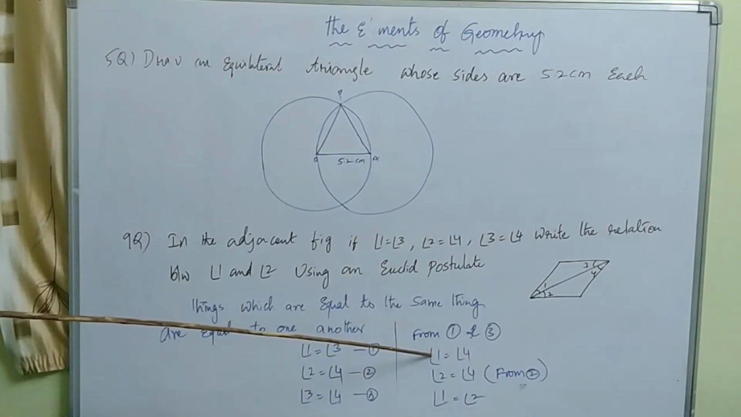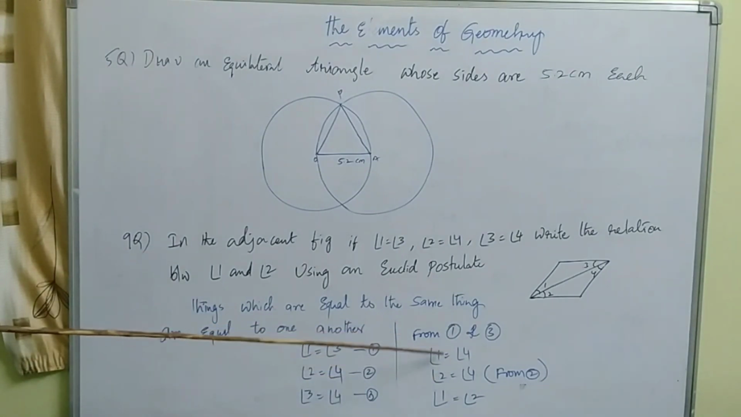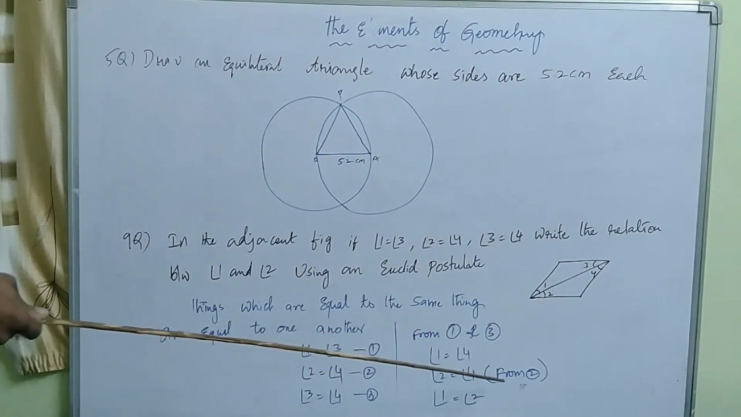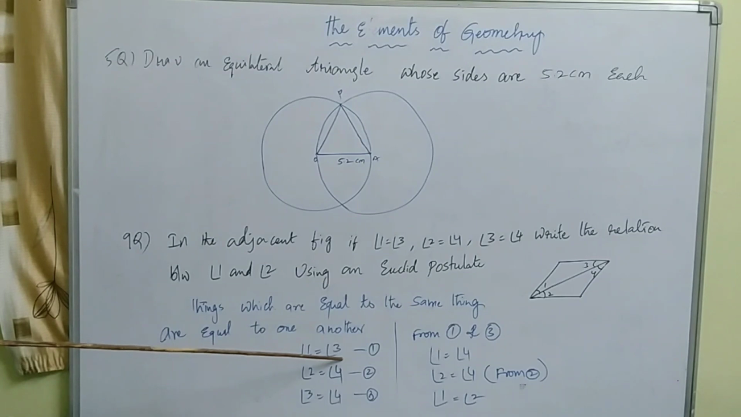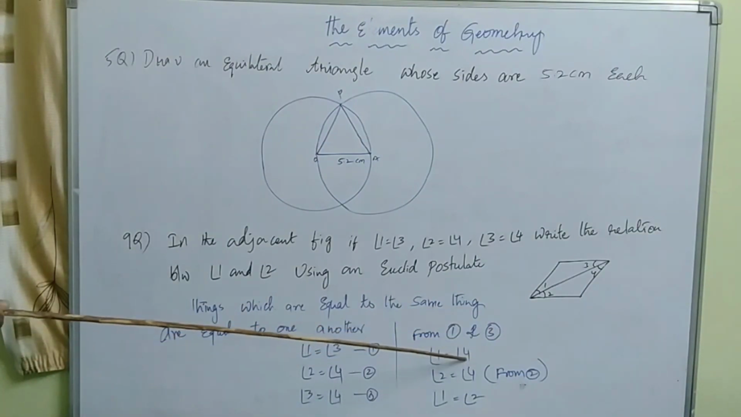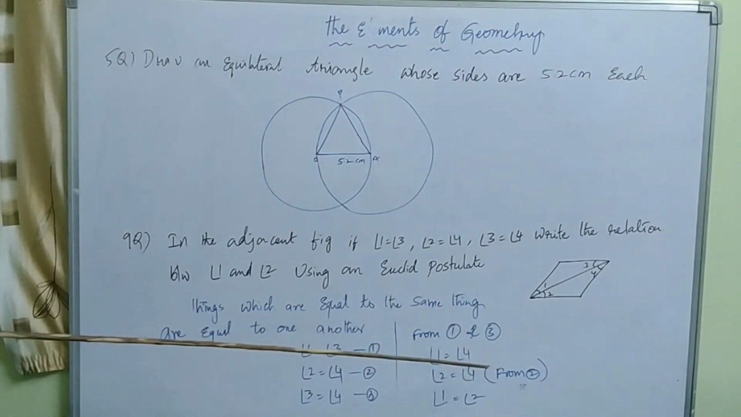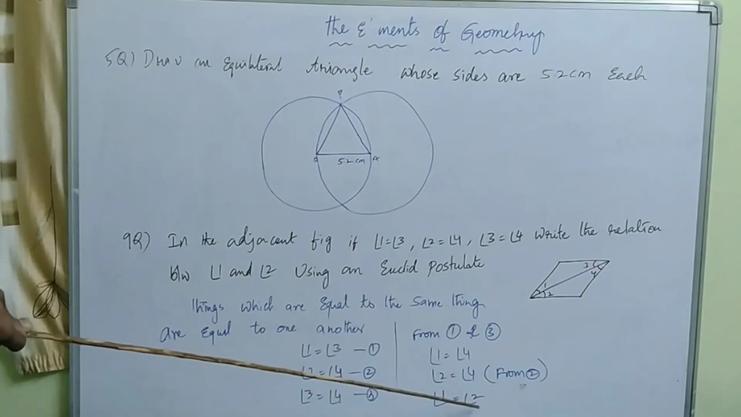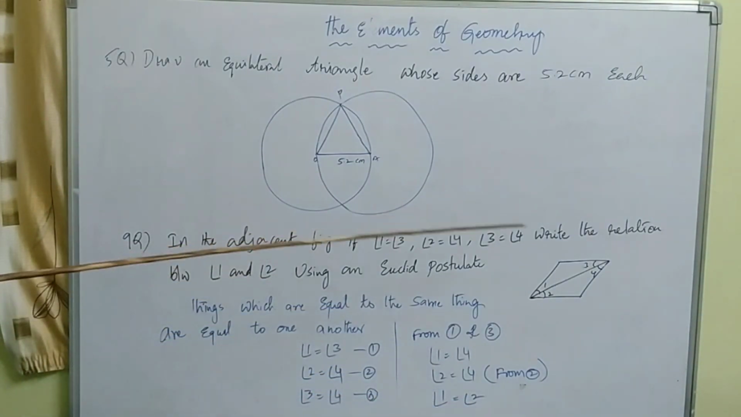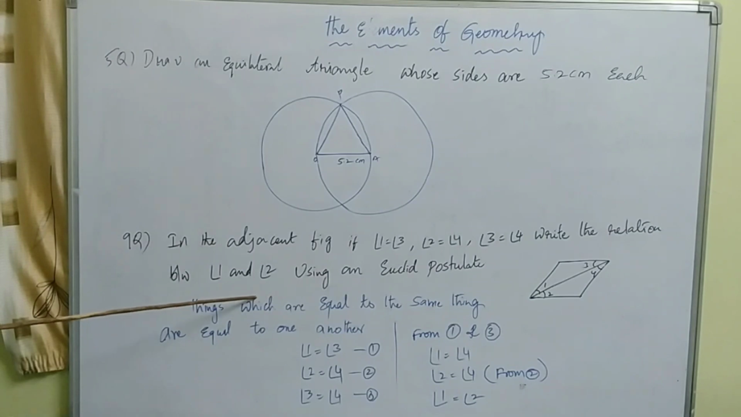Result is. In the second equation, angle 2 is equal to angle 4 from equation 2. So finally, angle 1 is angle 4, angle 2 is angle 4. So angle 1 is equal to angle 2. This is the relation between angle 1 and angle 2.